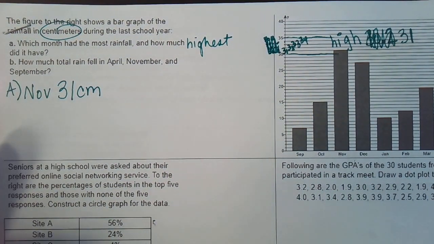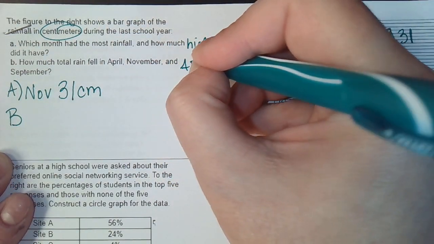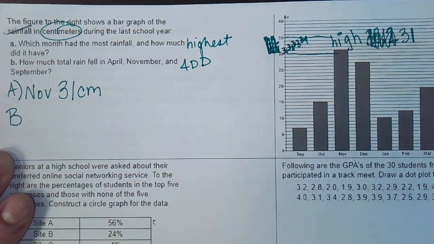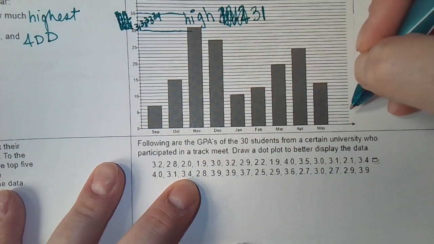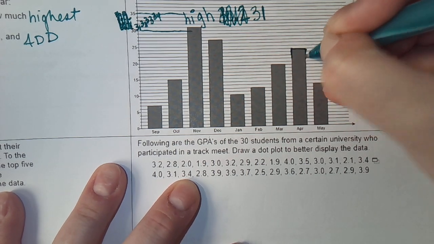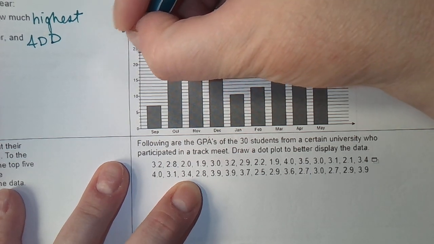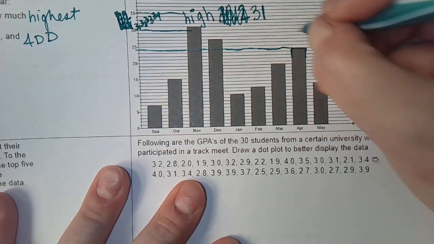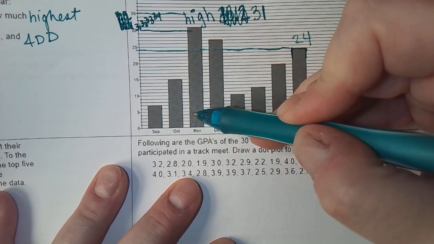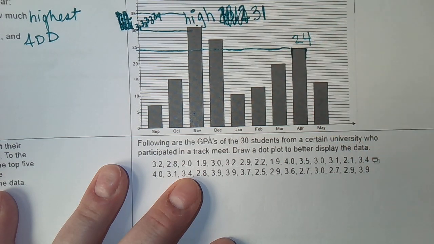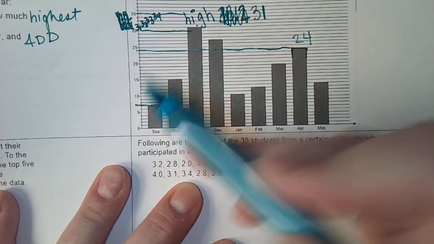Okay. And now it says how much total. Total means add from April, November, and September. Okay, y'all are going to have to help me count because I didn't have my glasses on. So April, where is that guy? Oh, here he is. Here's April. Let me see how high that guy is. Okay, it looks like it's 24. Okay, so that's April. November, we already said it was 31. September, where's September? Here's my guy, September. It looks like he's 5, 6, 7 high.